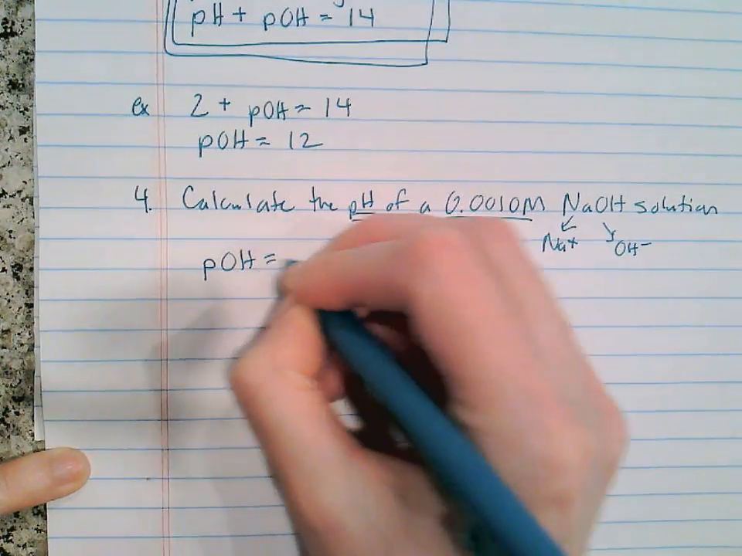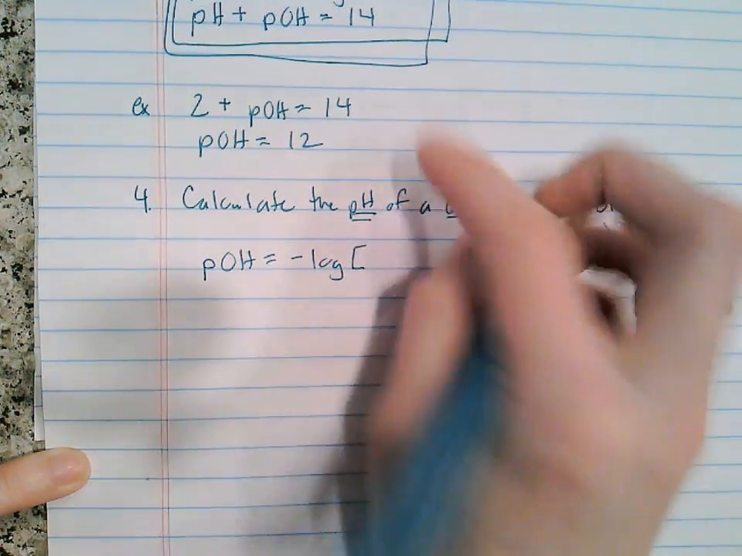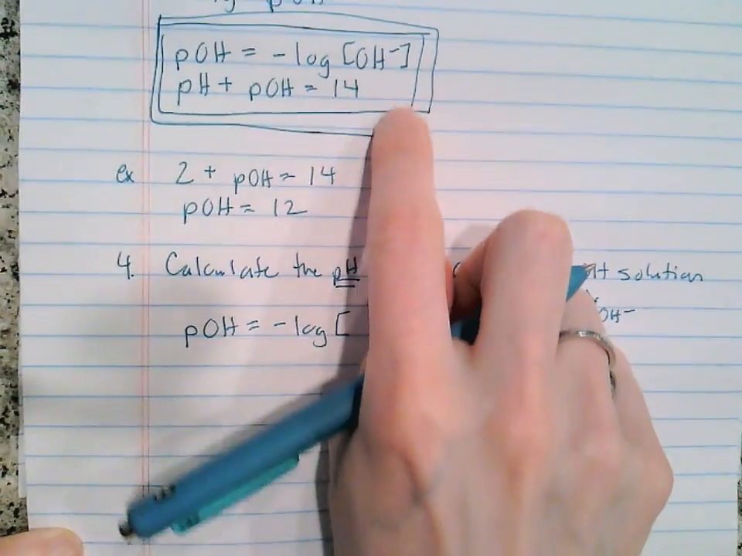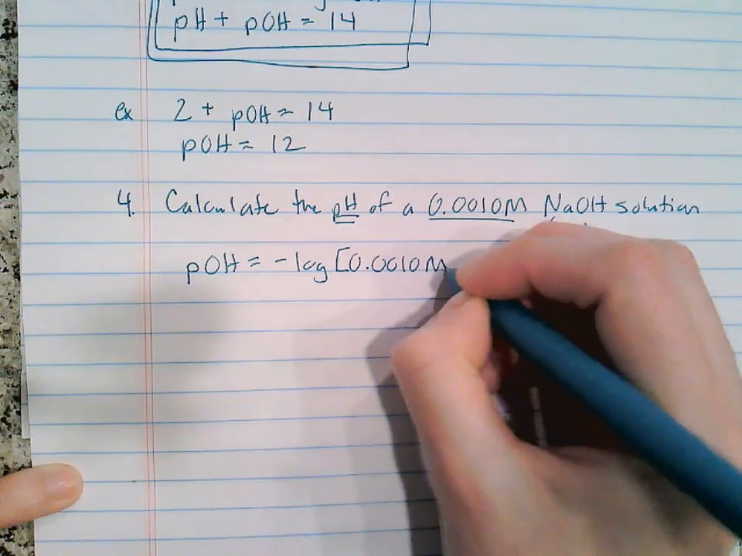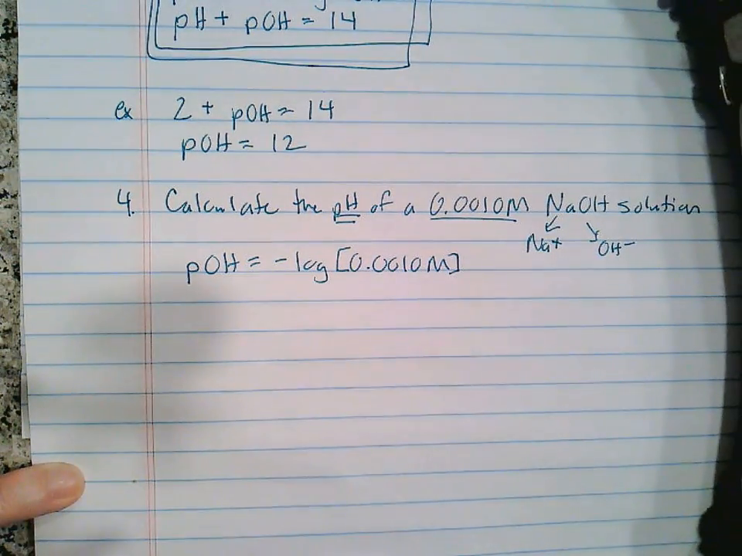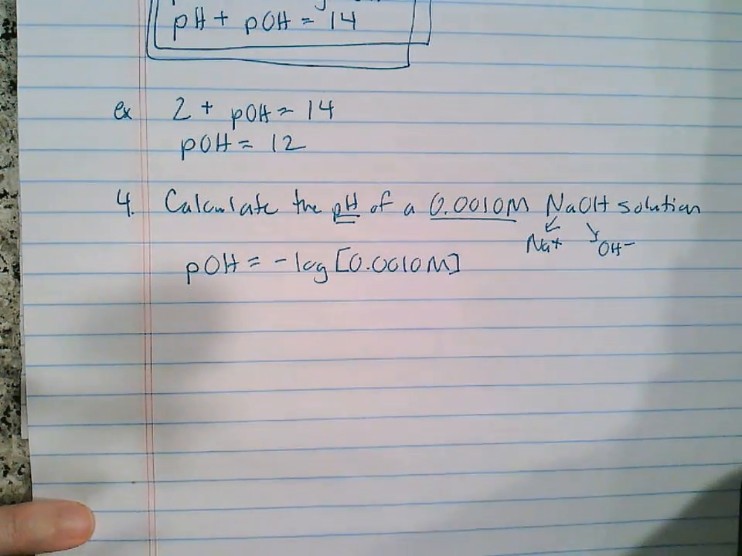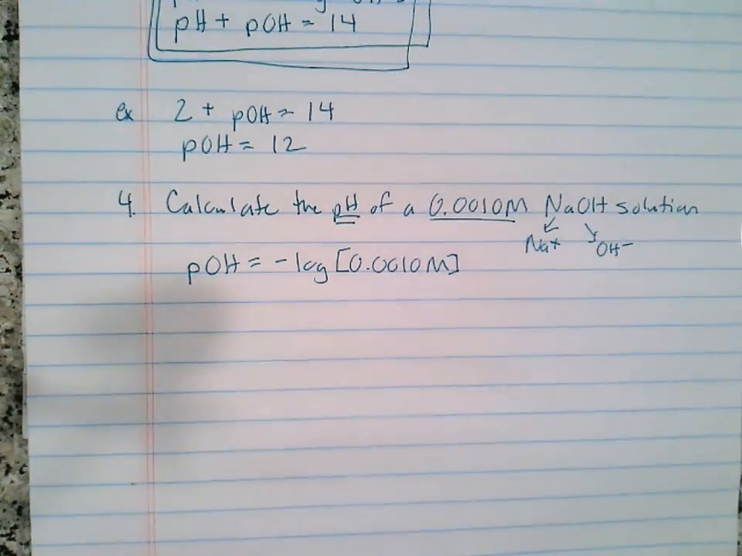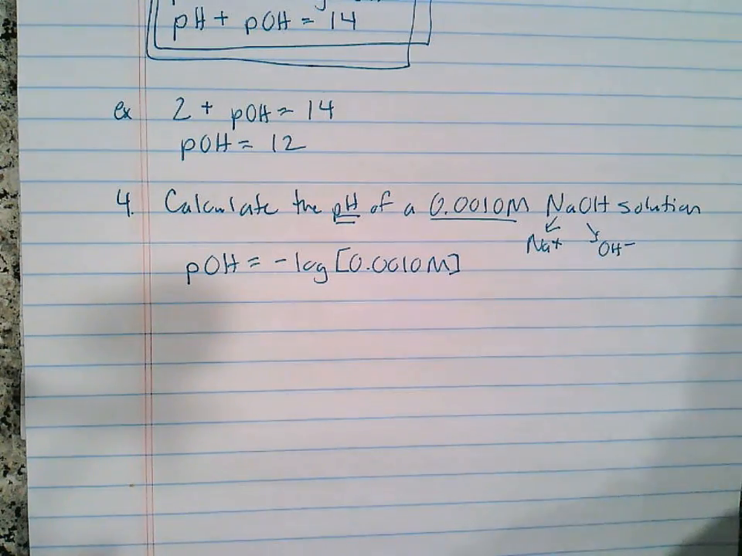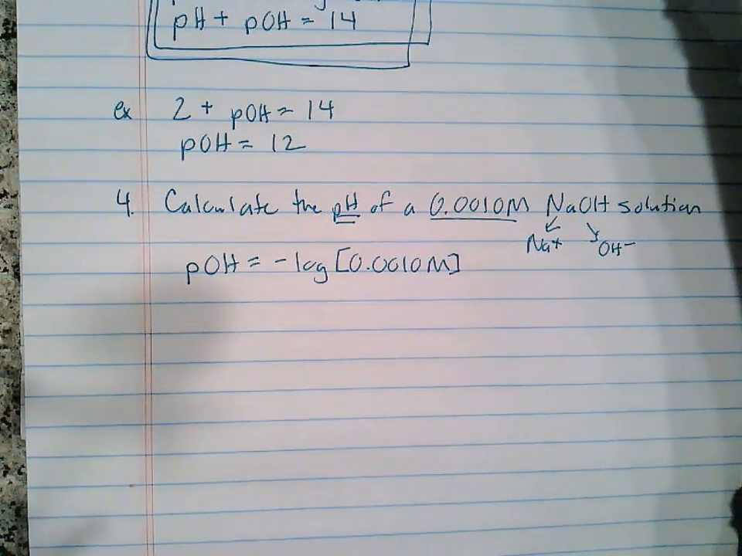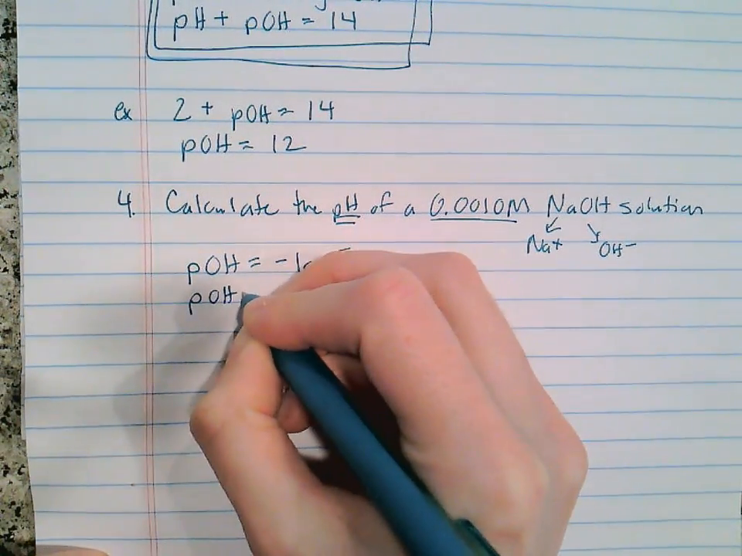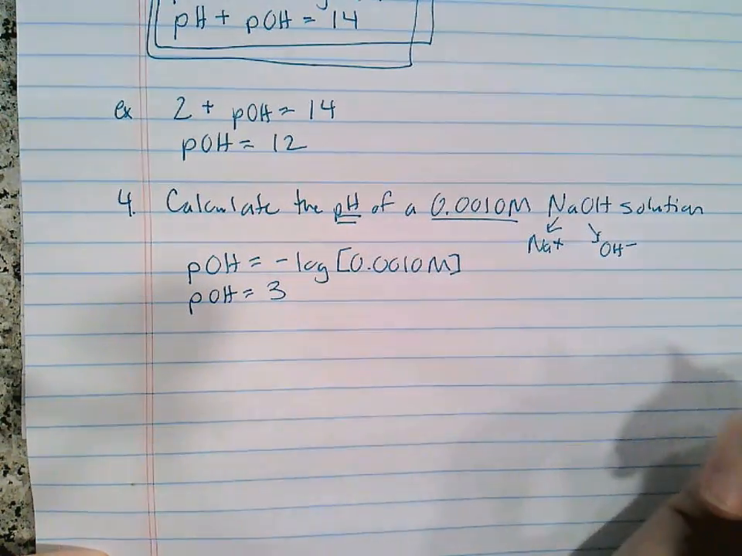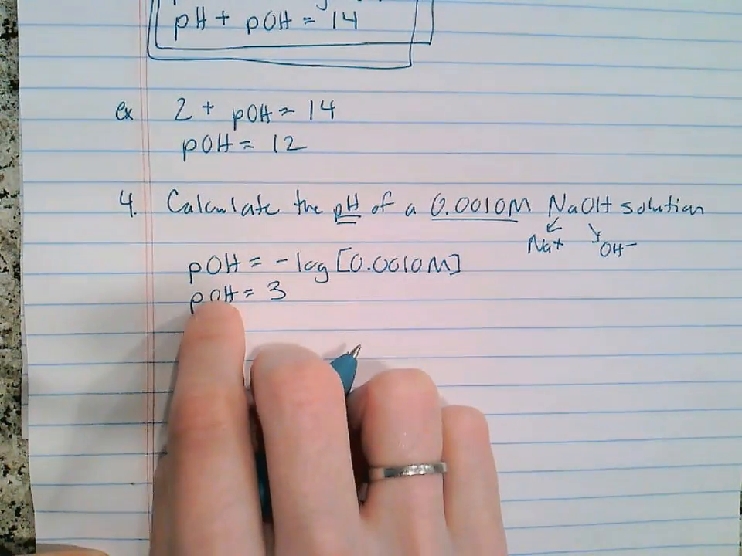So pOH equals negative the log of the hydroxide ion concentration, pulling that from this formula up here. 0.0010 molar. Okay, plug that in to your calculator. Negative the log of 0.001, and you should get 3 as your answer. So the pOH for this solution is 3, which means it's a pretty strong base.